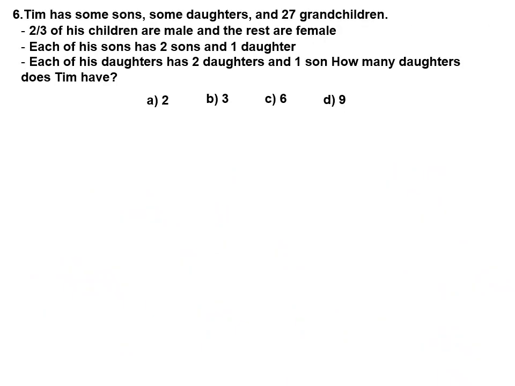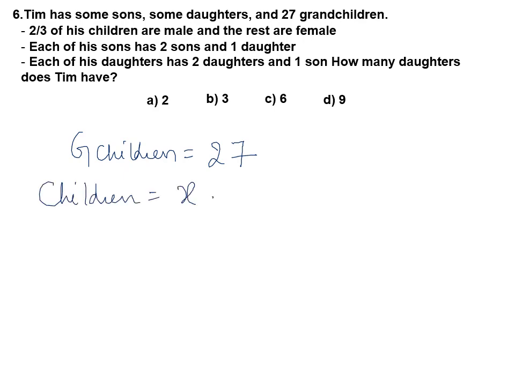Now the sixth question. Tim has some sons, some daughters and total 27 grandchildren. तो grandchildren तो हो गए हमारे 27. 2/3 of his children are male and rest are female. तो children कितने हैं ये अभी हमें पता नहीं है, children कितने हैं पता नहीं. Each of his son has 2 sons and 1 daughter.